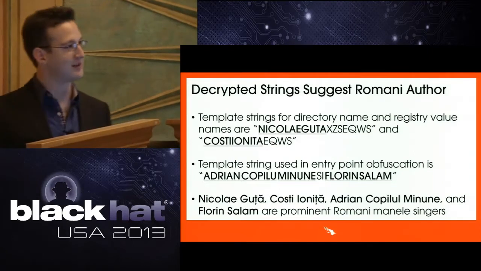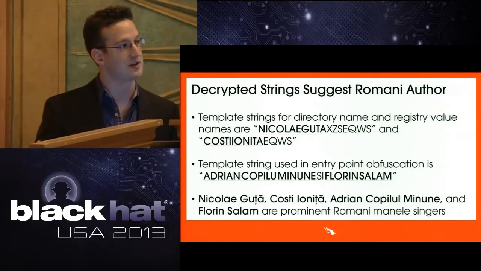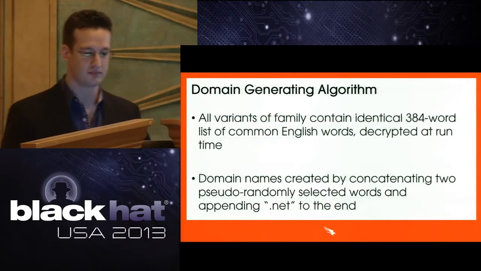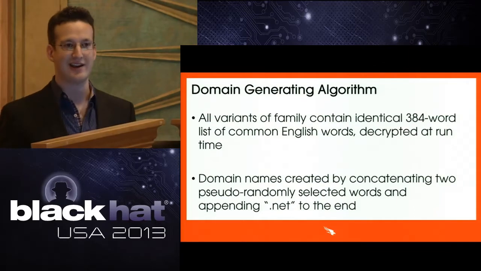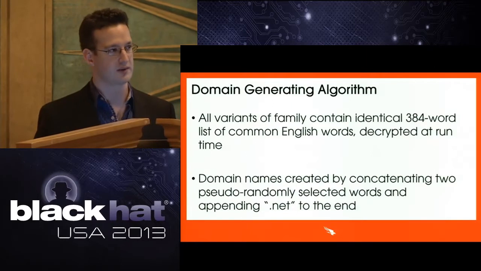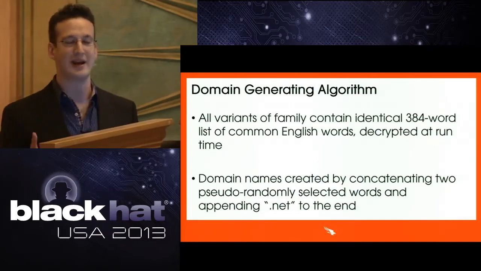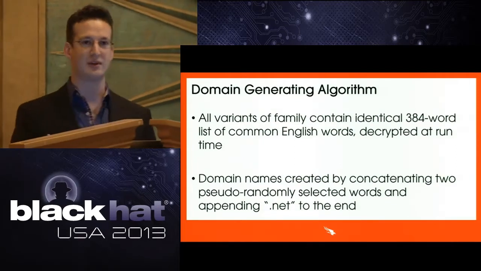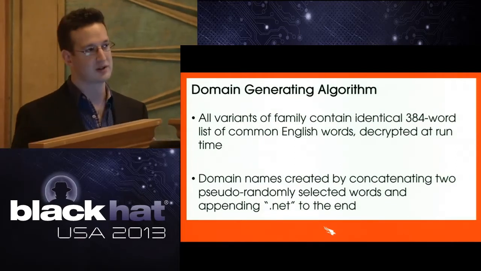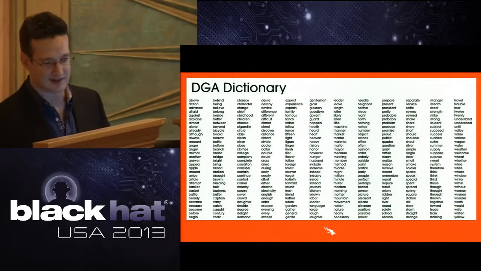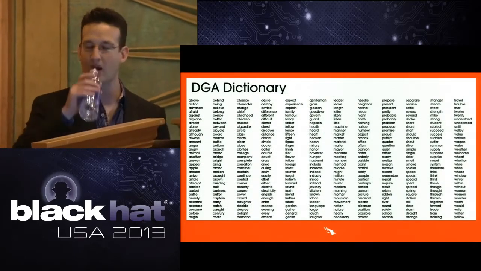All right, this talk obviously is really focused on domain generating algorithms, so let's dive into that. Now, all variants of this malware contain the same exact list of 384 words. To create the domain names that the DGA uses, it uses an algorithm to pseudo-randomly select 2 words from this list, concatenate them together, and add .net to the end. And here's the list of 384 words.